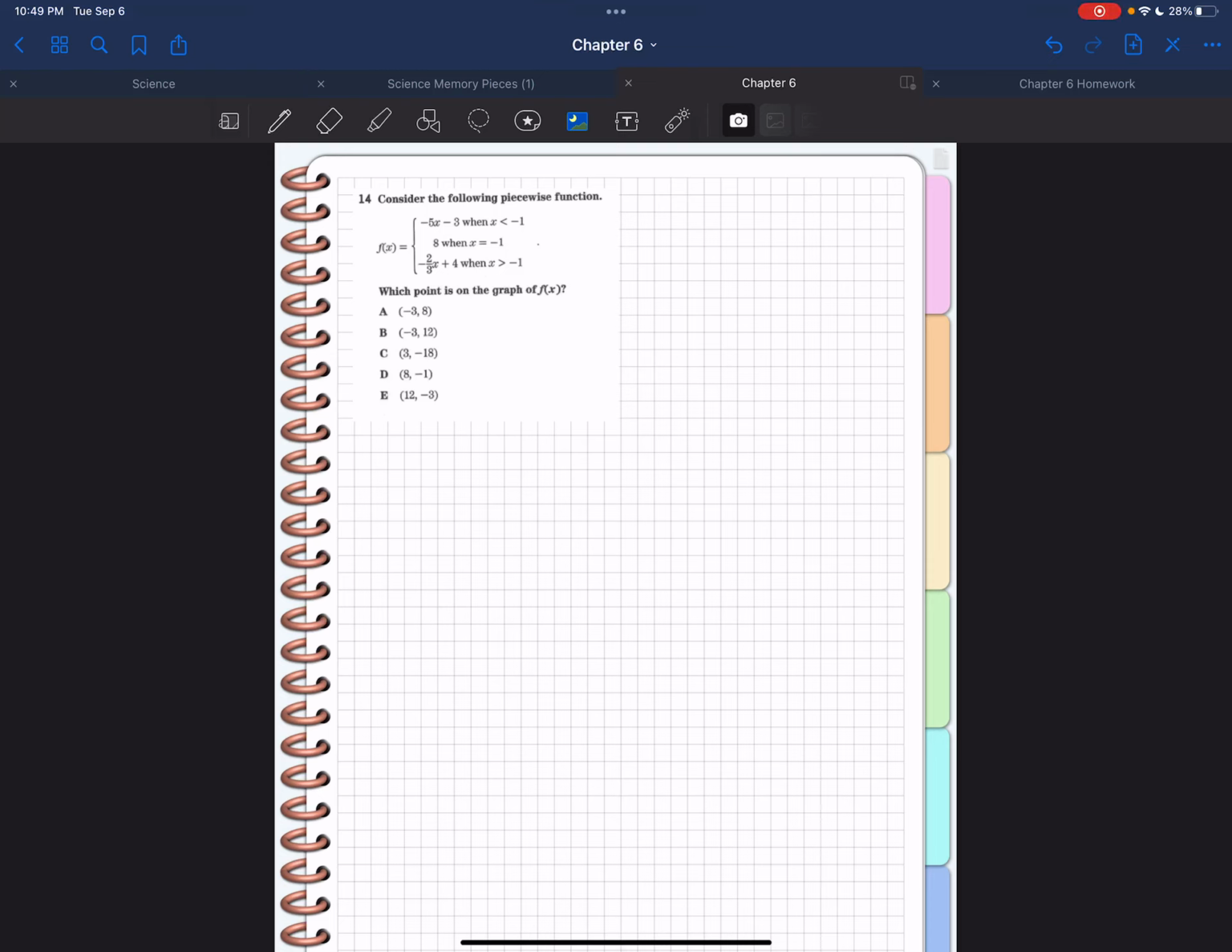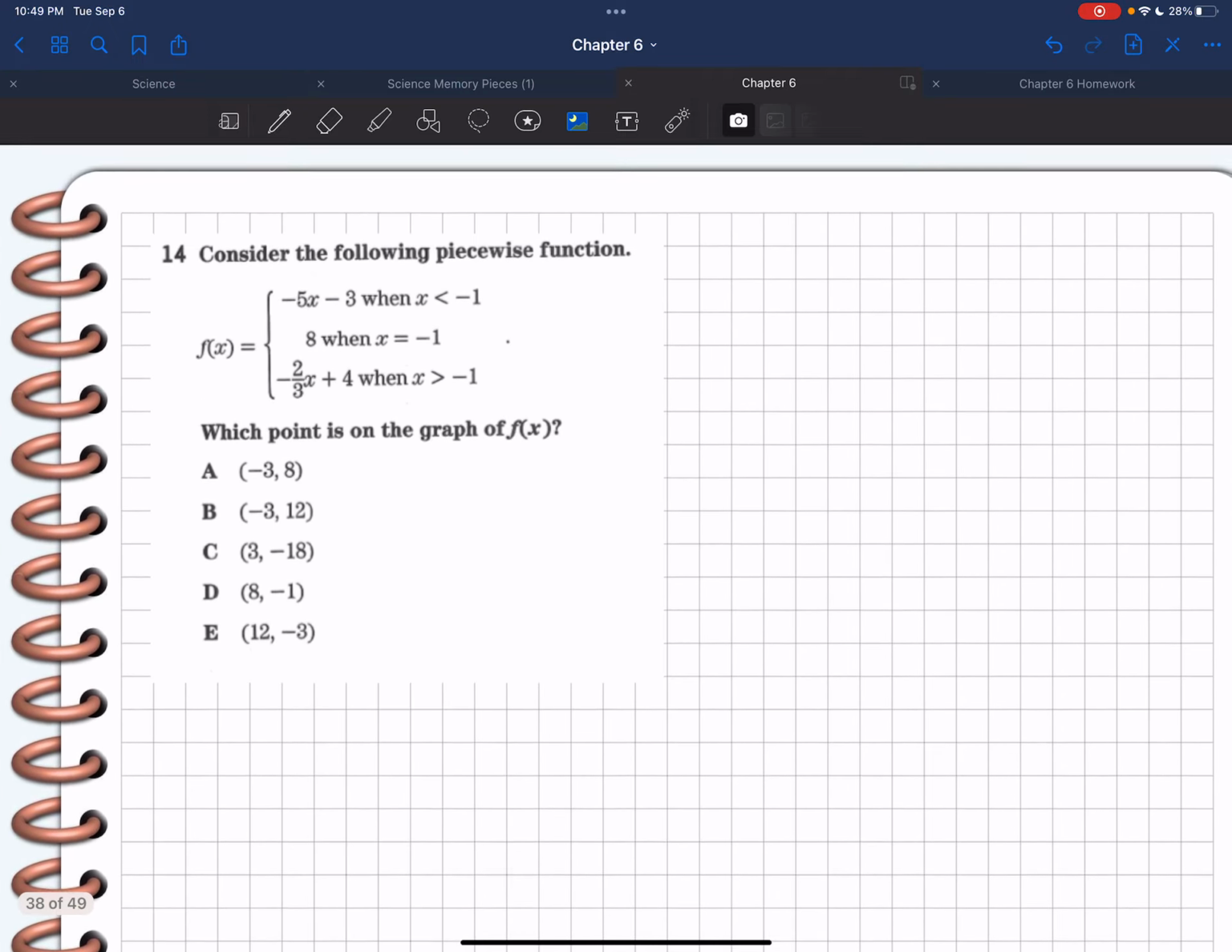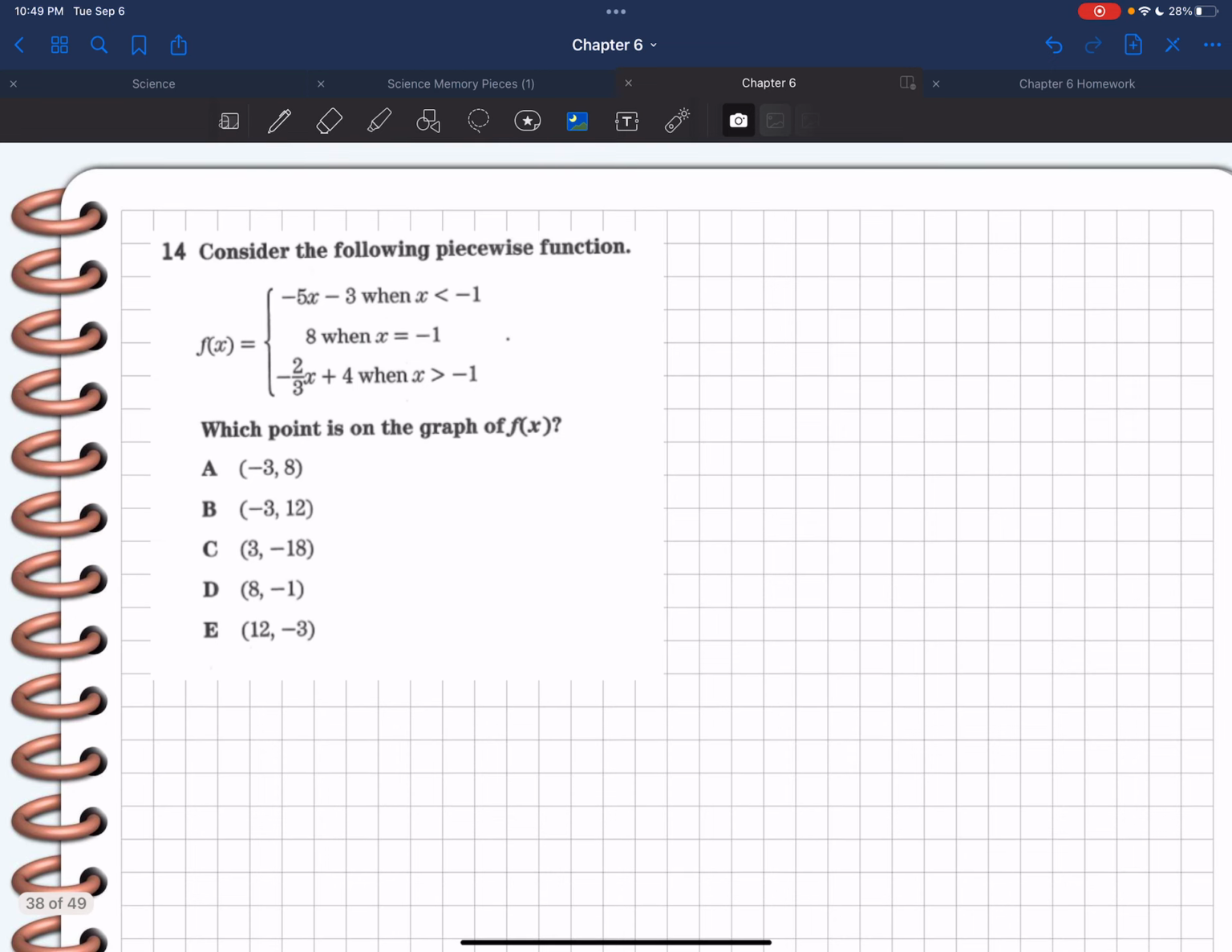I needed some space on this one. This is page 100. We are considering functions in the coordinate plane. And this is number 14. It says to consider the following piecewise function. Which point is on the graph of f of x?